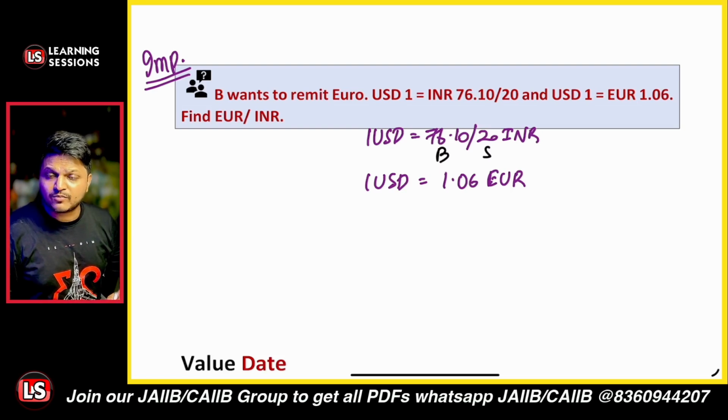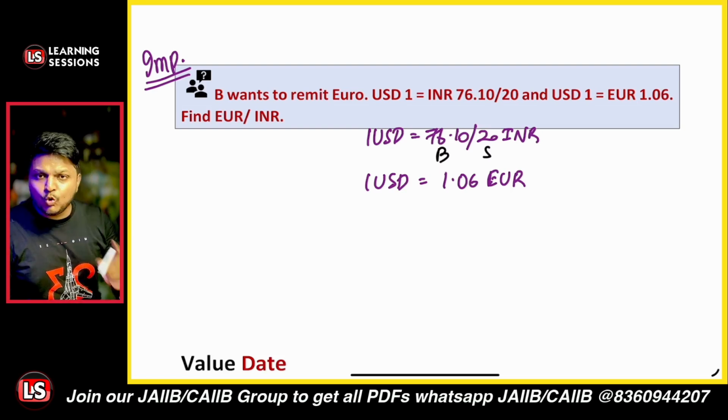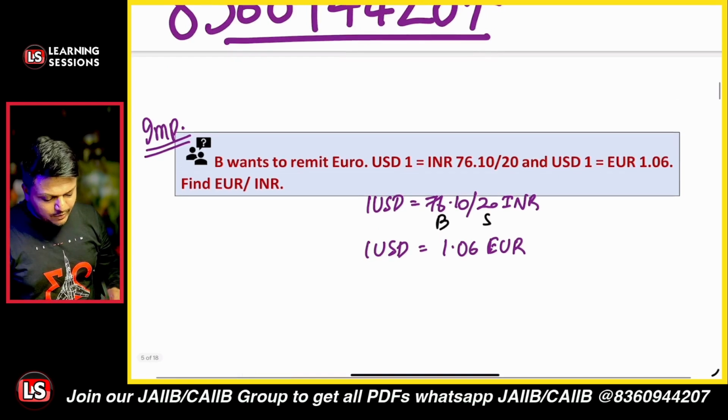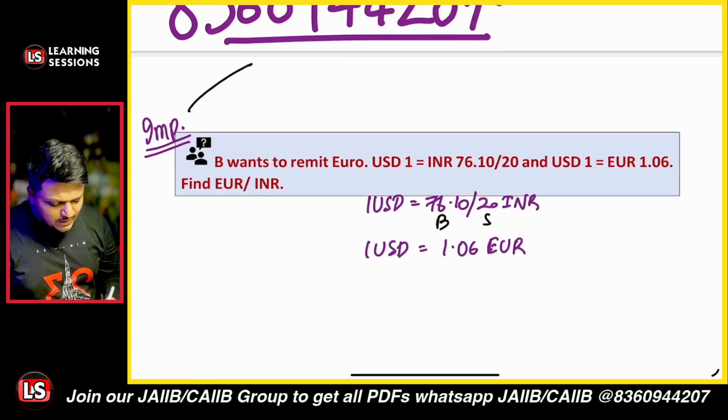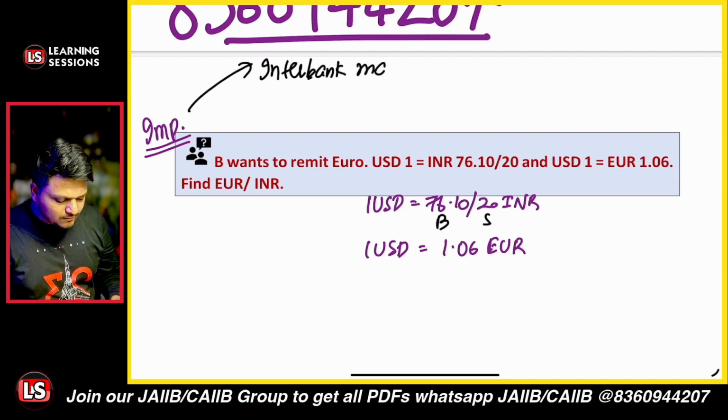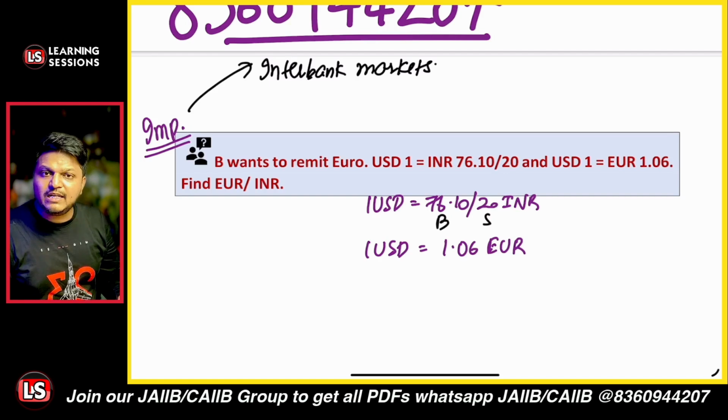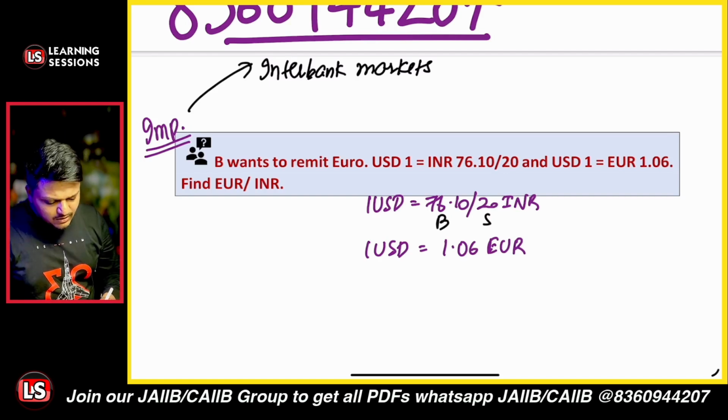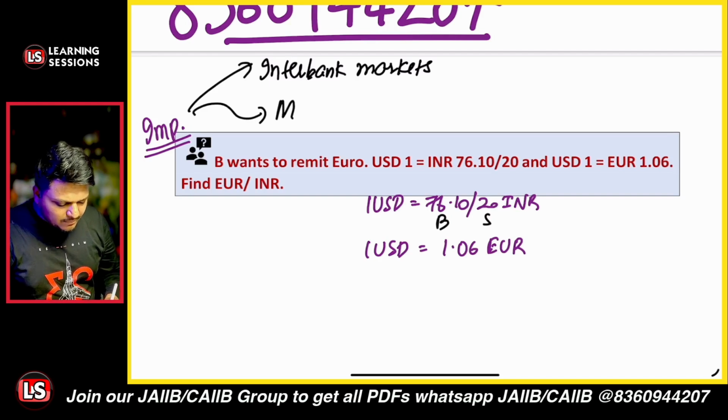Now that's the question. Actually there are two types of rate. Kindly listen to it carefully. This is important. One is the interbank market rate, when the banks quote the prices to each other. So it's an interbank market rate. And the other is the merchant rate. When the banks quote the prices to the customers, it's a merchant rate.